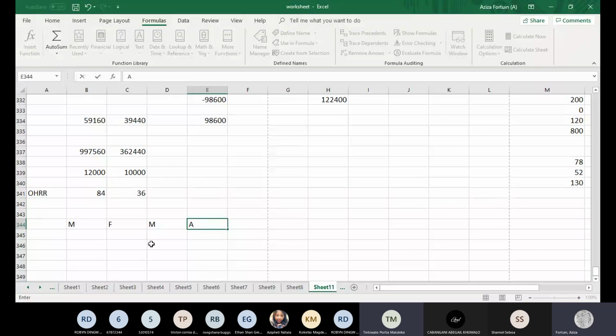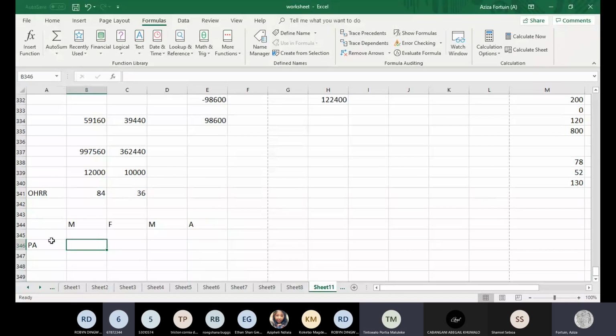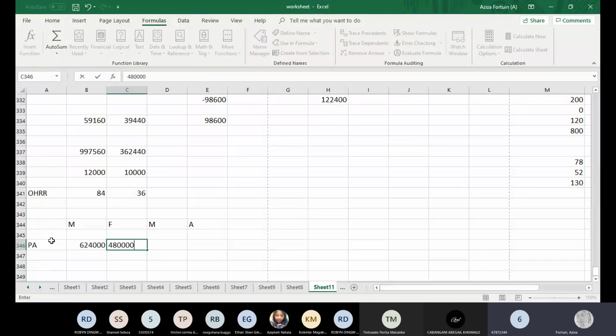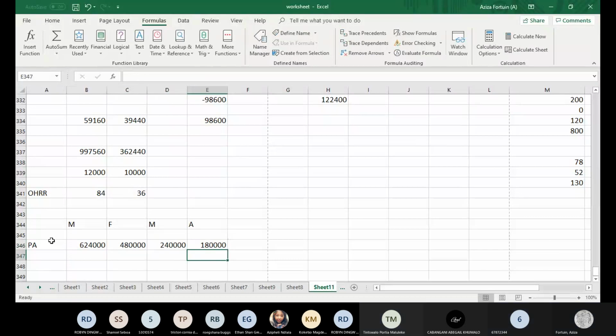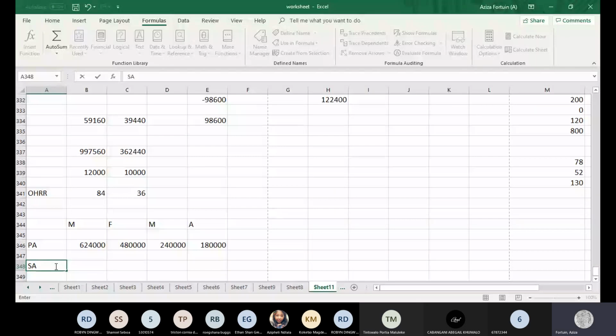Primary allocation. For milling is 624,000. Finishing is 480,000. And maintenance is 240,000. And administration is 180,000. Okay, let's do the secondary allocation for maintenance.